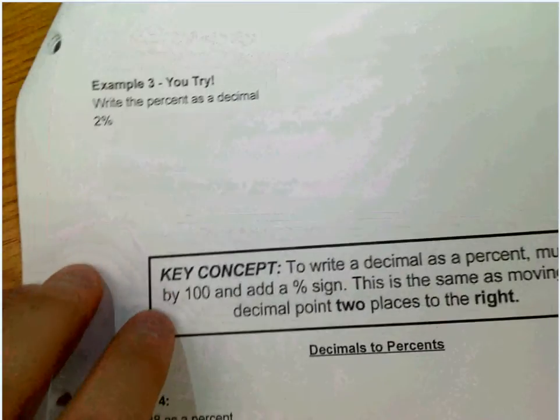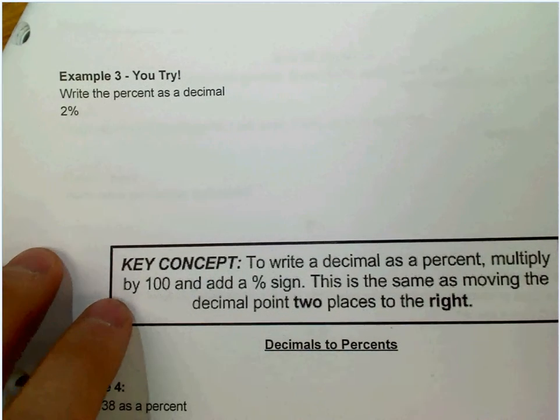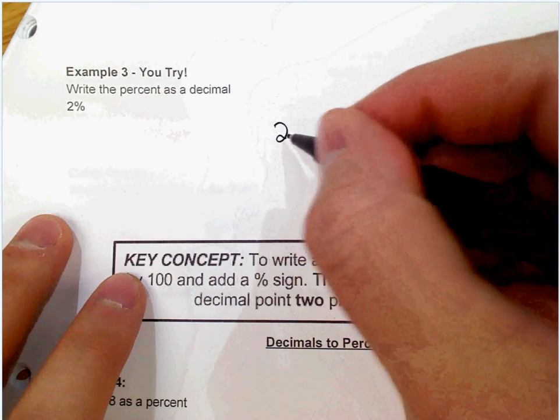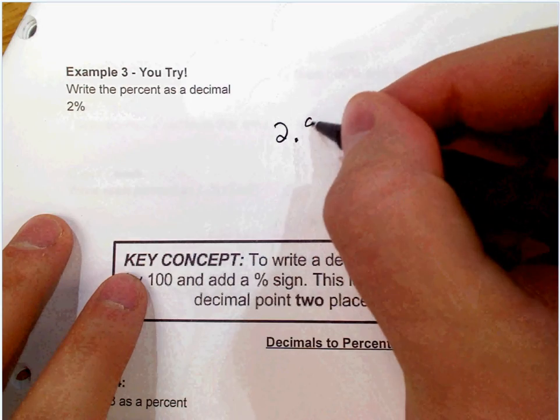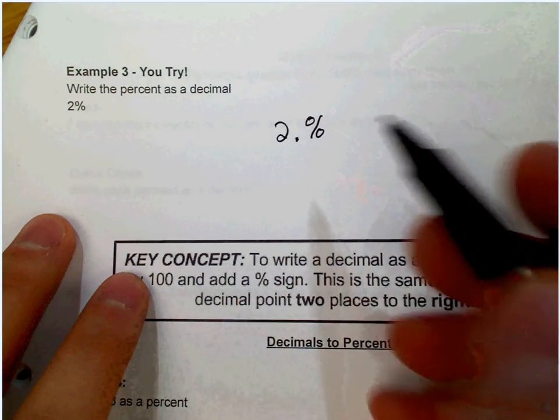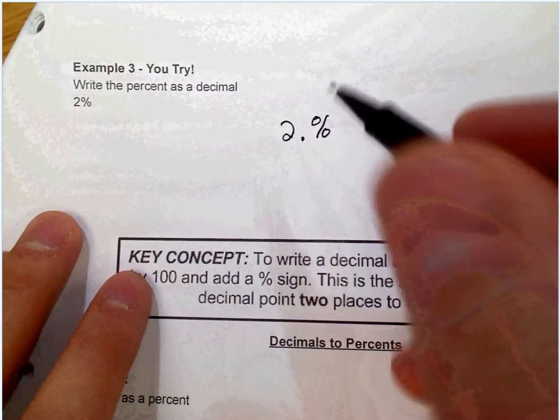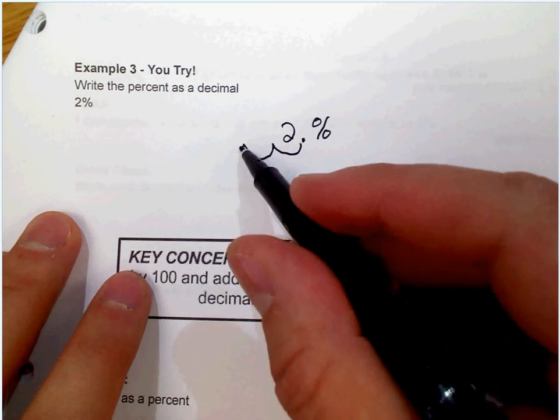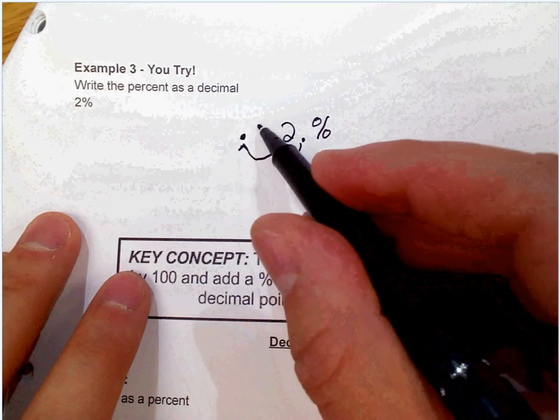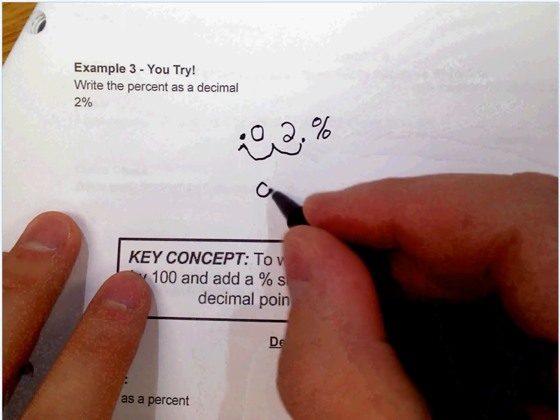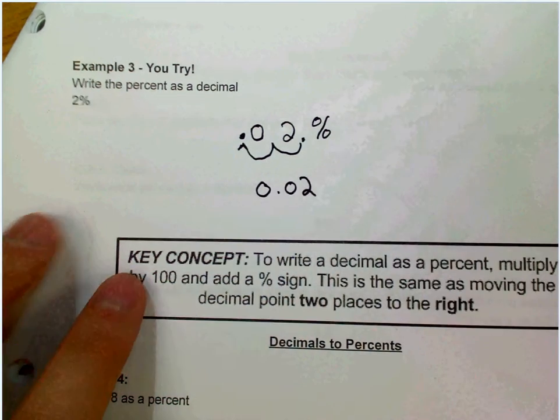I have 2%. Okay. No decimal in there right now. Put a decimal in between my percent sign and the last number, and move it 2 places to the left. Add my 0, and I have 0 and 2 hundredths.